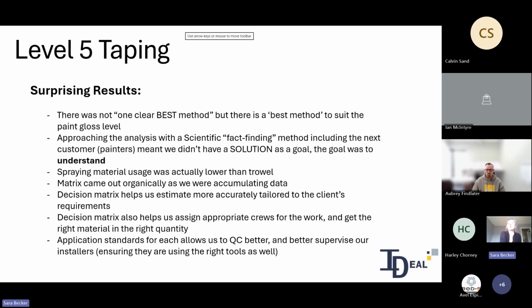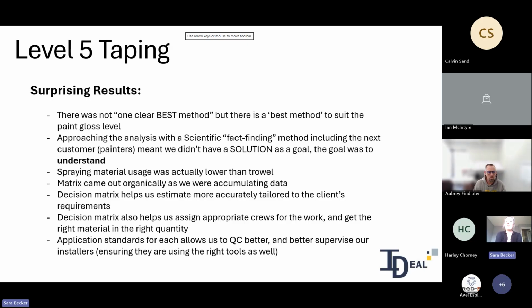So that was a really cool way of looking at it, and it felt very lean centric, as opposed to just rushing in trying to find a way to fix the problem. We were really developing what the problem was, which was very cool. And surprising to me was that spraying the material usage was actually lower than using a trowel. That was wild to me.